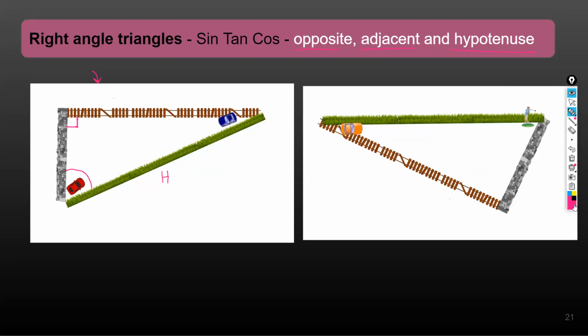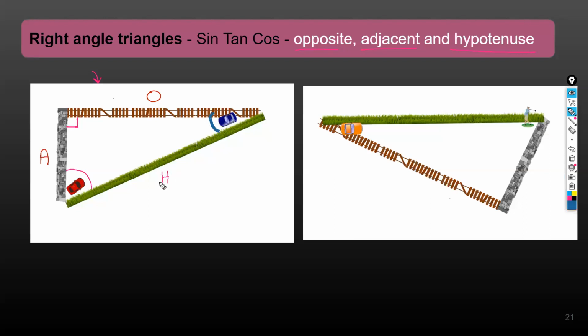If you are standing by the red car, what would be the opposite side? The fence or the brick wall? Right. And that would definitely be the fence. So I'll put O for opposite, because we're standing by the red car. And of course, once you figure out who is opposite and who is hypotenuse, then the remaining side is the adjacent. It's as simple as that. And it's always find O and H first, and the remaining side is adjacent.